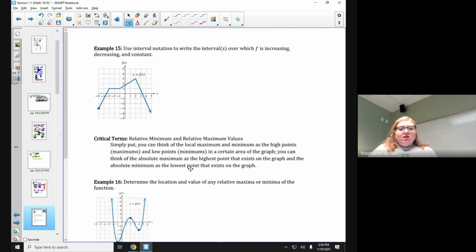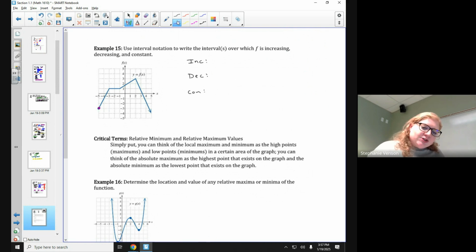Okay, example 15. They're going to give you a graph and they're going to say use interval notation to write the intervals over which f is increasing, decreasing, and constant. So I'm going to go ahead and write those words here: increasing, decreasing, and constant. So when we read a graph, we read the graph from left to right, just like we would read a book. And when you're talking about increasing, decreasing, and constant, you're talking about tracing the graph from left to right.